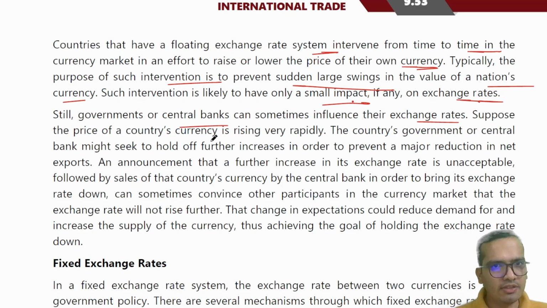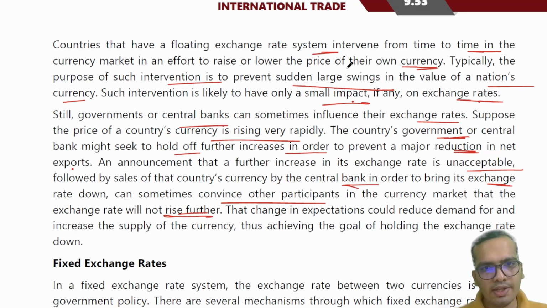Suppose the price of a country's currency is rising very rapidly. The country's government or central bank might seek to hold off a further increase in order to prevent a major reduction in net exports. So, an announcement that a further increase in its exchange rate is unacceptable, followed by sales of that country's currency by the central bank in order to bring its exchange rate down, can sometimes convince other participants in the currency market that the exchange rate will not rise further. That change in expectation could reduce demand for and increase the supply of the currency, thus achieving the goal of holding the exchange rate down.